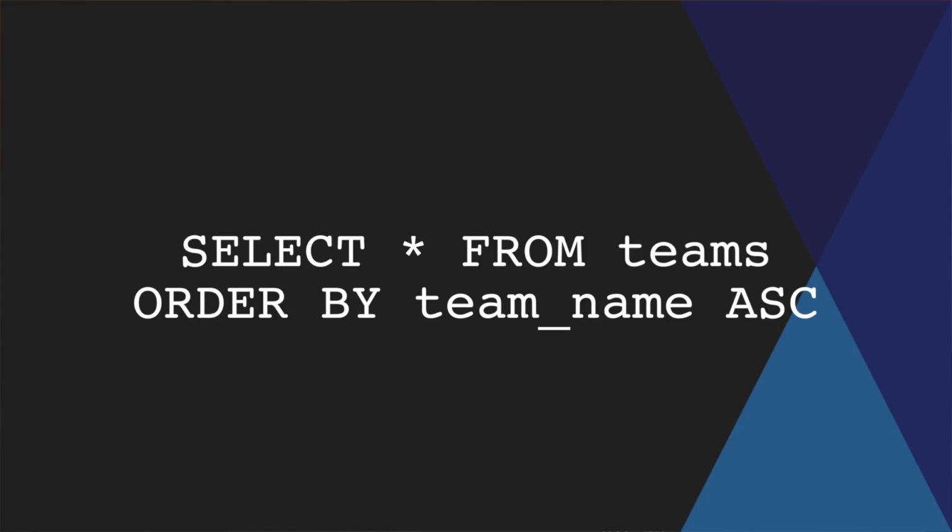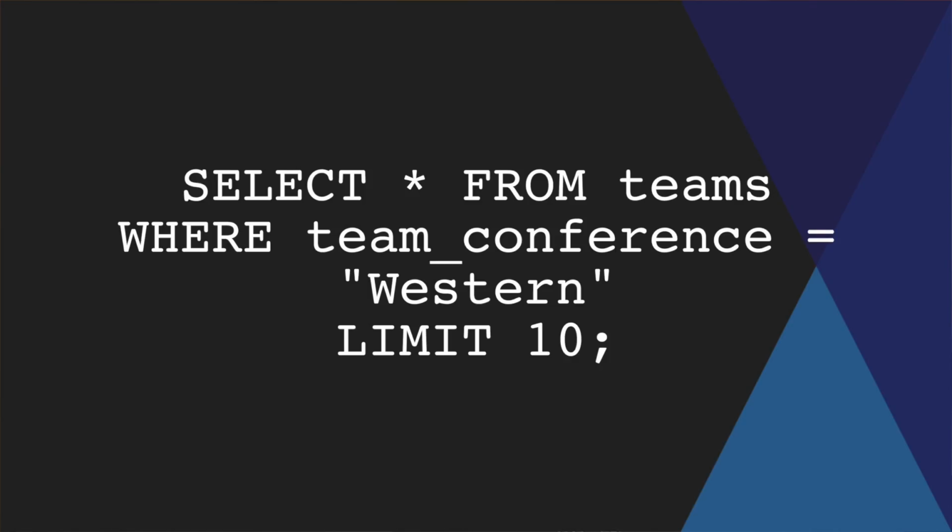Next, we can order the items however we want. To do this, we use the order by clause and then the column name to order by. And then we use either ascending or descending. You can add as many columns to an order by clause as you want. Just separate them by commas. Finally, we can limit the number of rows that are shown by using limit and then the number of items that we want to show. So if we wanted to get all of the teams in the Western Conference, our SQL would look like this. The select statement can get even more confusing when we talk about joining tables together, but don't worry, we'll talk about that later.